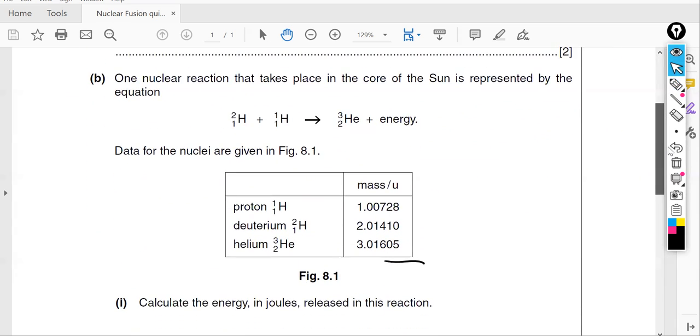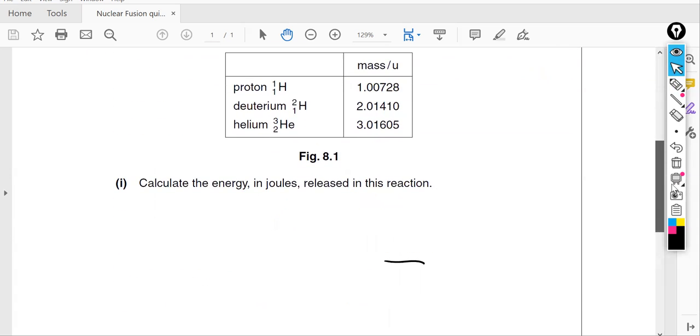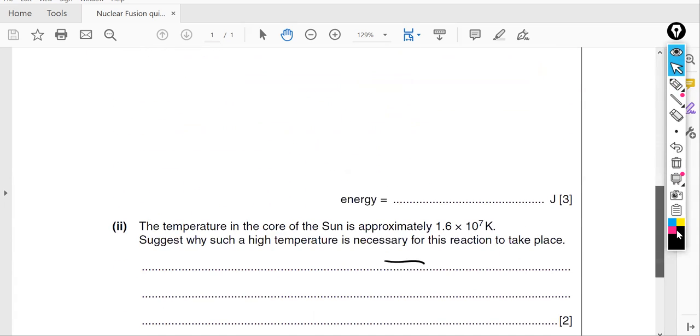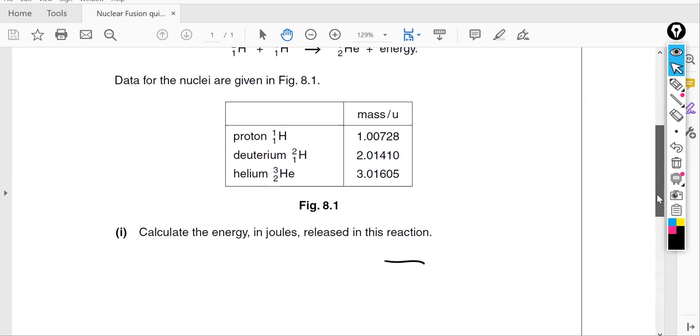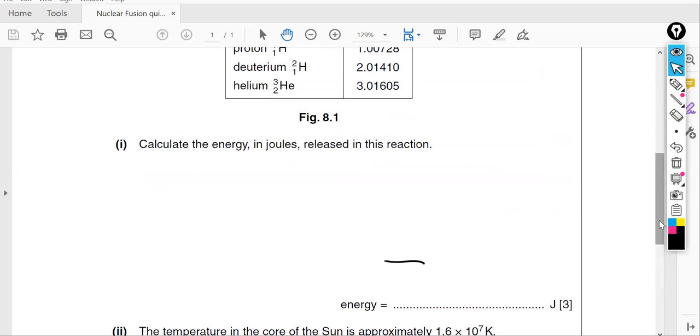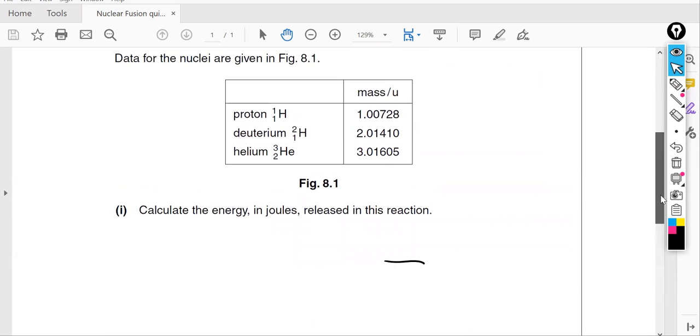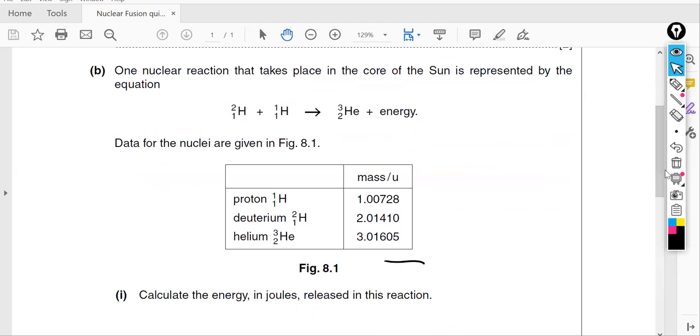They give us some data here, and they want us to calculate the energy in joules released in this reaction. And then as a follow-up, they tell us that the temperature in the core of the sun is approximately, I guess, 16 million Kelvin, and they ask why such a high temperature is necessary for this reaction to take place. So we'll field that question once we've done the working here. So just a quick review of good old nuclear fusion.